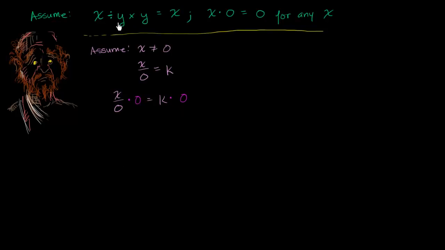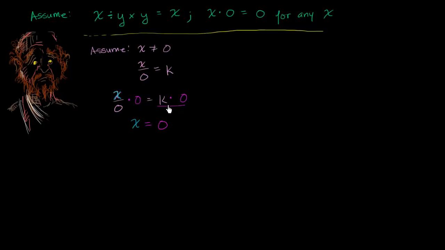Well, by this assumption that I'm never willing to give up, this left-hand side right over here must be equal to x. And by this assumption right over here that I'm not willing to give up, this right-hand side right over here must be equal to 0. But I just hit a contradiction. I assumed that x does not equal 0, and now I'm being forced to say that x equals 0. And I'm not willing to give up either of these ideas. I'm not willing to give up the idea that if I'm defining what it means to divide by 0, or if I'm defining what it means to divide by anything, that if I then multiply by that something, I should get my original number.